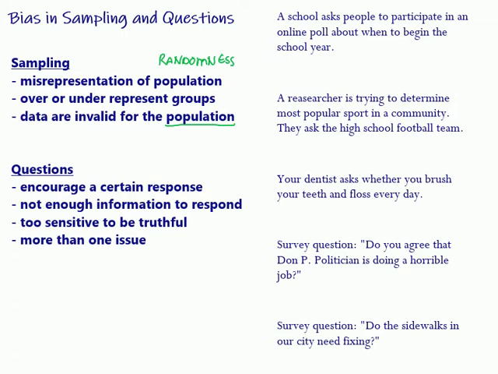All right, so this first one, it says a school asks people to participate in an online poll about when to begin the school year. Well, there's a couple issues here. First of all, it's a self-selected survey. Just throwing a survey out there in an online poll, self-selected tends to get people that have a strong opinion either for or against. Another issue with an online poll is that could people respond multiple times? And are we okay with that?